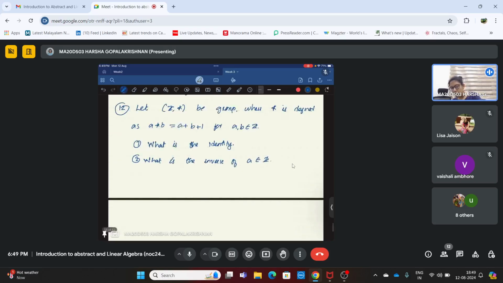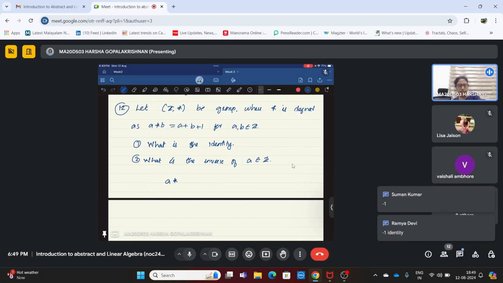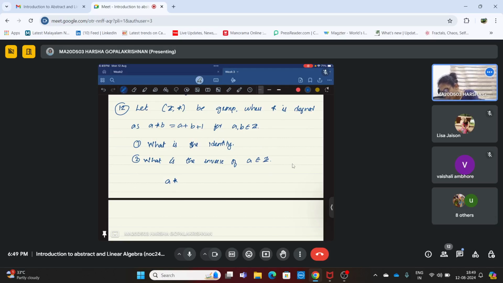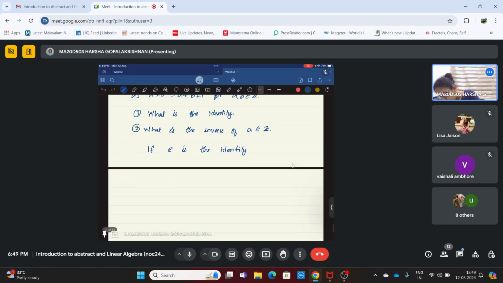So identity means what we need? A star E, A star identity. Okay, let's see what is the identity. If E is the identity, we don't know the identity, so we need to find what it is. So what we need is A star E should be equal to A. Correct? In the same way, E star A should be equal to A. So let's just consider one case.